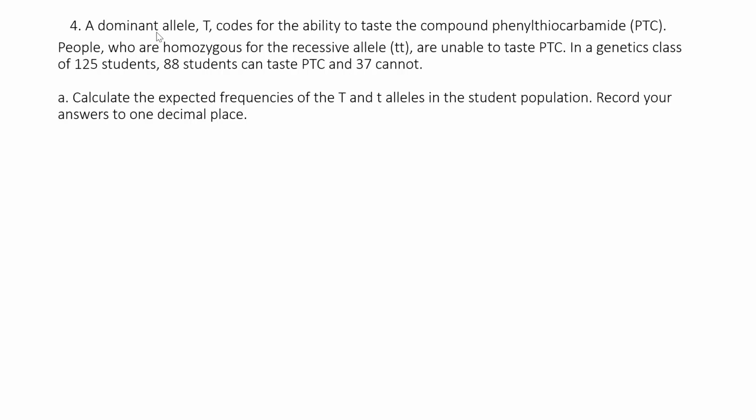So it says the dominant allele T codes for the ability to taste this particular compound, PTC. Okay, so that's dominant. If you can taste, that is a dominant trait. Now remember with these type of questions, we never want to use the dominant calculations. We're always going to use the recessive, and we'll show you why in this question. People who are homozygous recessive are unable to taste PTC. So if you can't taste, that's the recessive trait. Okay, that's the value we want to use here.